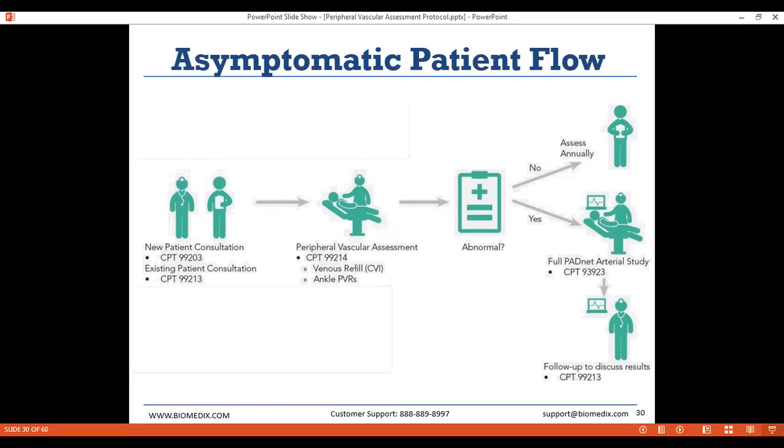Just like with the symptomatic patient protocol, if the patient has a PADnet test, you schedule them for the PADnet test and then schedule a follow-up discussion to discuss the results.